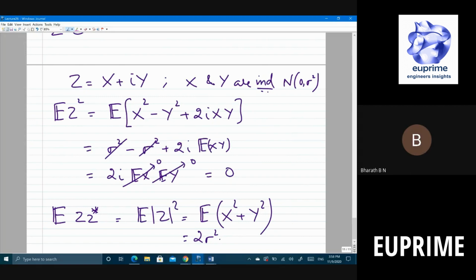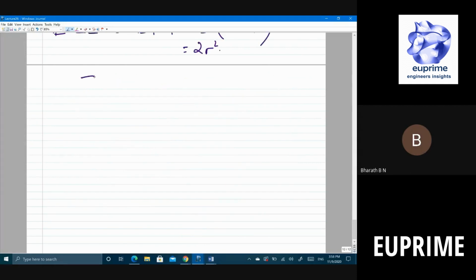Okay. Is that fine? Yes, sir. Okay. So we will continue with this in the next class. Whenever Z is circularly symmetric complex Gaussian, people use this notation: zero mean, sigma squared variance.